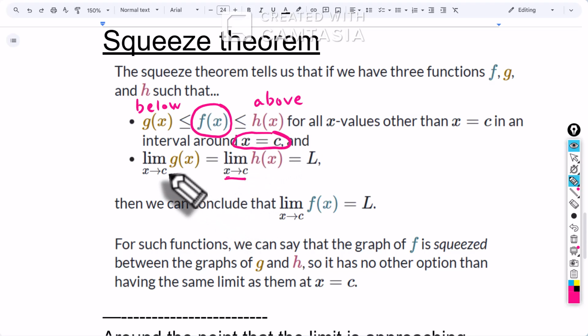And if both the limit of the function above and the limit of the function below approach a certain value L, then the original function also approaches that value L. So that's the point. For such functions, we say the graph is squeezed between the graphs of g and h, so it has no other option other than having the same limit as them at x equals c. It should be more clear when we do the actual problems.